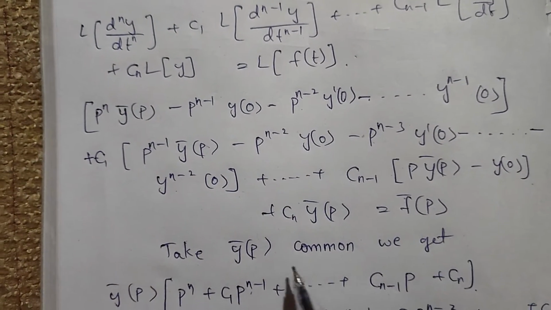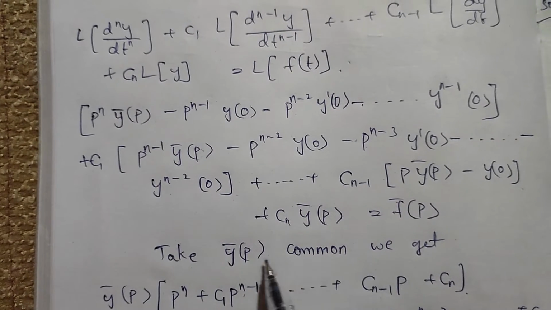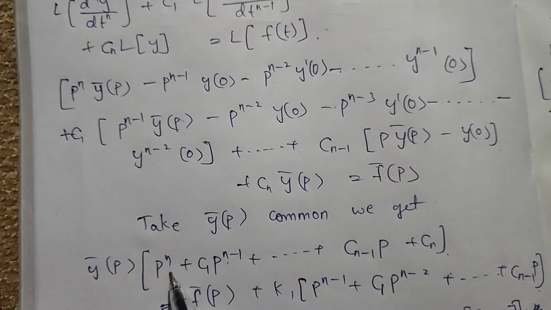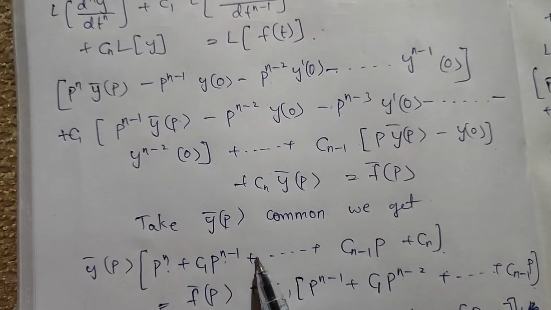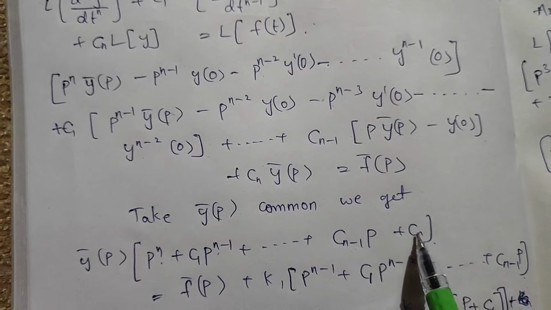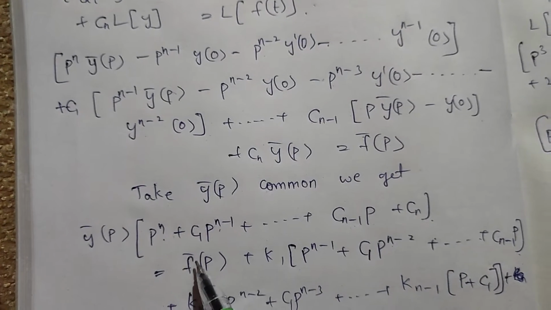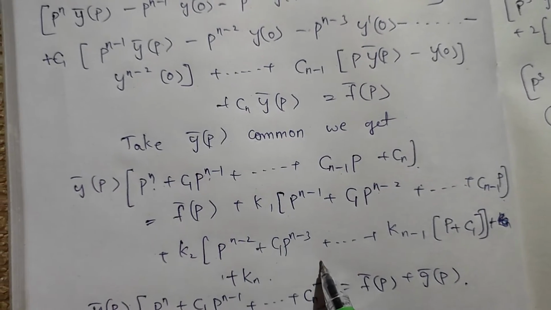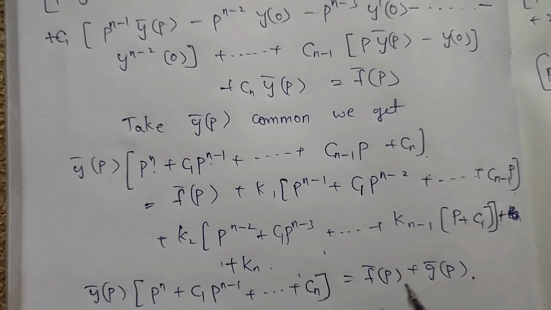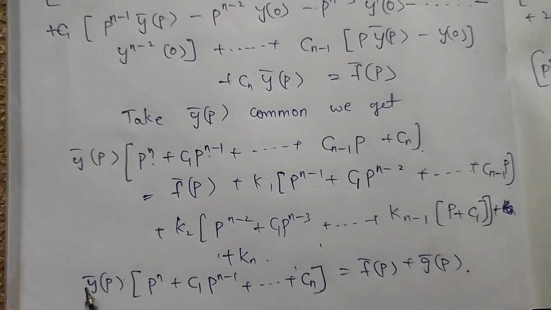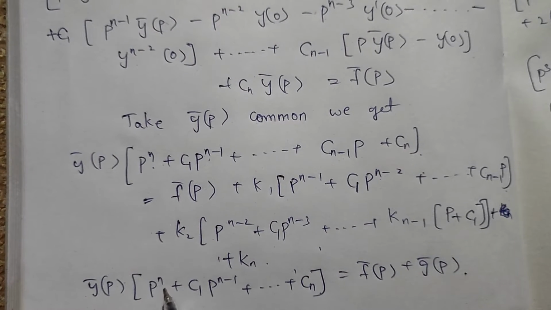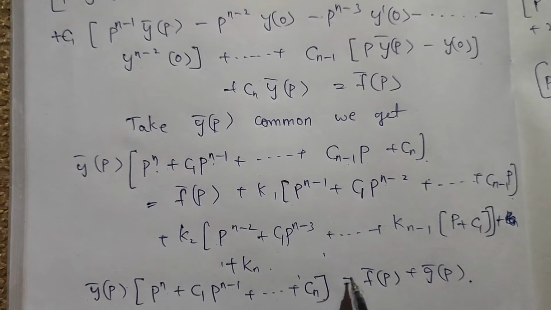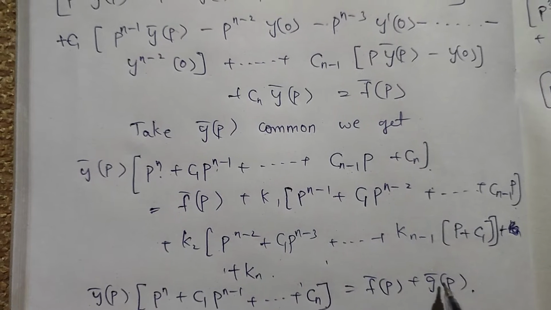Now taking y bar of p common, we get y bar of p into p power n plus c1 into p power (n-1) plus so on till c(n-1) into p plus cn is equal to f bar of p and some constants like this. So this whole constant we'll take as g bar of p. So now this will be f bar of p and this will be g bar of p. Then y bar of p into p power n plus c1 into p power (n-1) plus so on till cn is equal to f bar of p plus g bar of p.